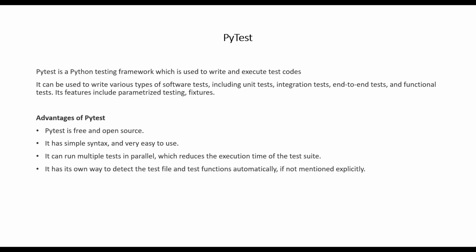It has its own way to detect test files and test functions automatically, if not mentioned explicitly. So if we are not mentioning the exact test name, we just pass the file name or folder name, and it will automatically detect and execute the test scripts. It allows us to skip a subset of the tests during execution. If we want to skip any particular set of test cases, we can achieve that.